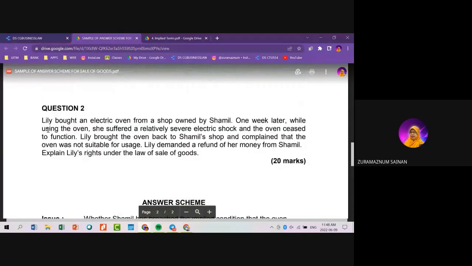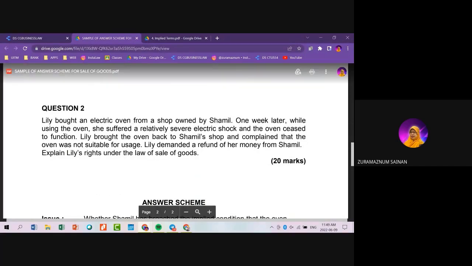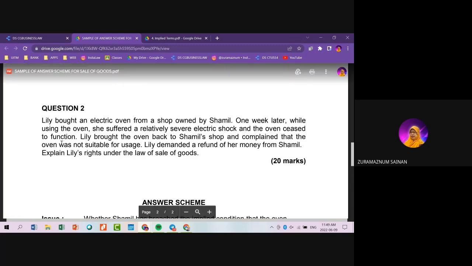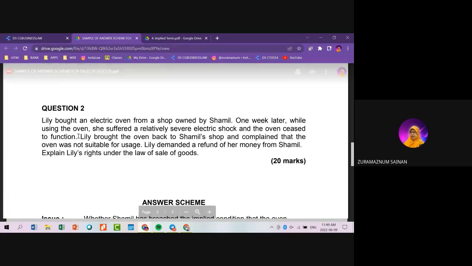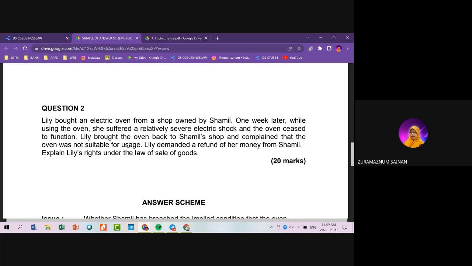Ni contoh lain pula. Lily bought an electric oven from a shop owned by Syamil. 1 week later, while using the oven, she suffered a relatively severe electric shock and the oven ceased to function. Siapa masalah ni? Buyer masalah ke barang tu yang masalah? Barang tu kan? Oven tu lah yang rosak, electric shock and ceased to function. So Lily brought the oven back to Syamil and complained that the oven was not suitable for usage. Maknanya apa tu? Barang tu yang rosak, defektif.